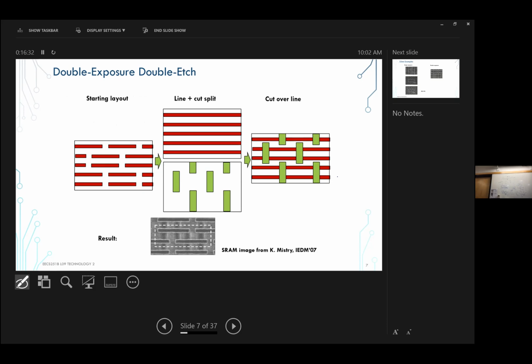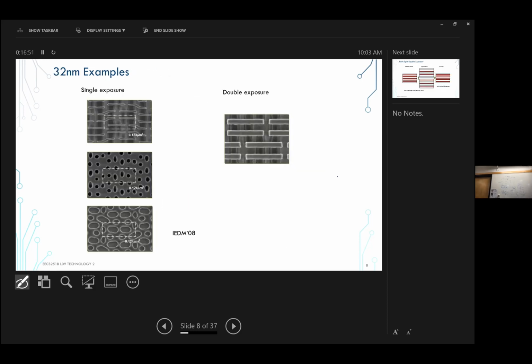Look how beautiful the features are in this sharp rectangle here with the corresponding part. If you compare this to what has been done before in similar nodes, this is what you would end up with in a single pass. So this thing has a lot of curviness in shapes. As a result, it suffers from variability in the process. And then comes double exposure.